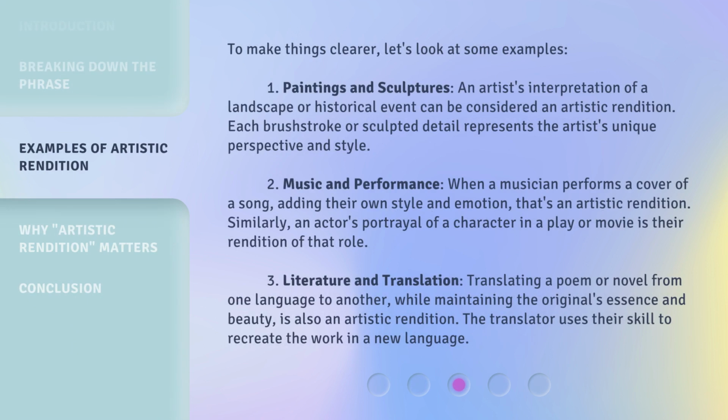To make things clearer, let's look at some examples. 1. Paintings and sculptures. An artist's interpretation of a landscape or historical event can be considered an artistic rendition. Each brushstroke or sculpted detail represents the artist's unique perspective and style.